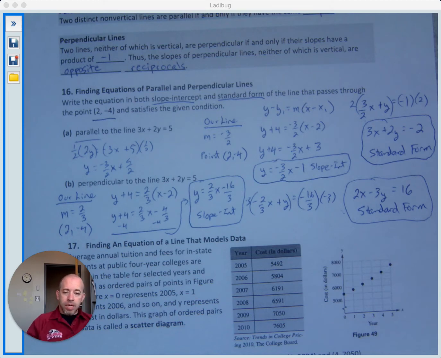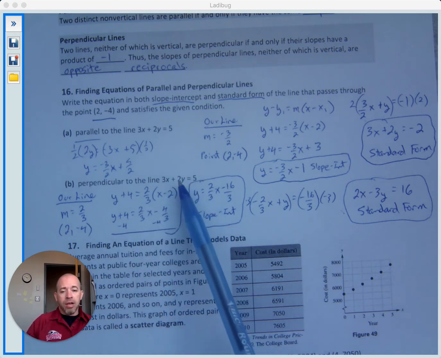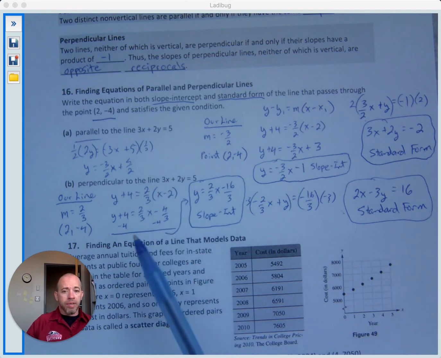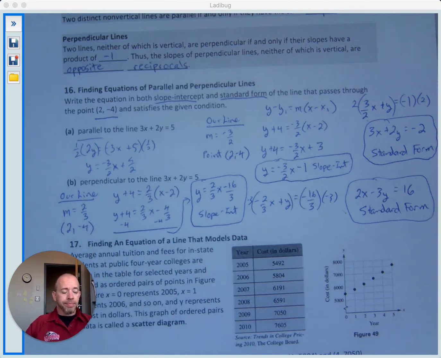Alright, so one extra step if you're told something about parallel or perpendicular: find the slope of the line you're given and figure out how your slope is related, find out your information for your line, and then go through the same process. The last thing we have is an application. I think I put a couple of these in your MyLab work as well.